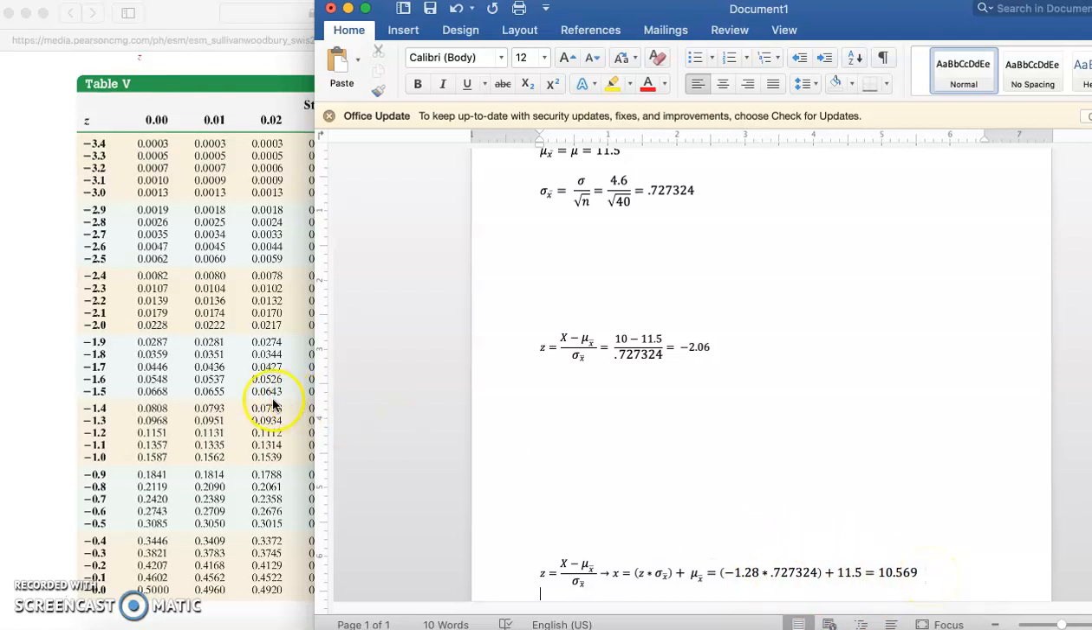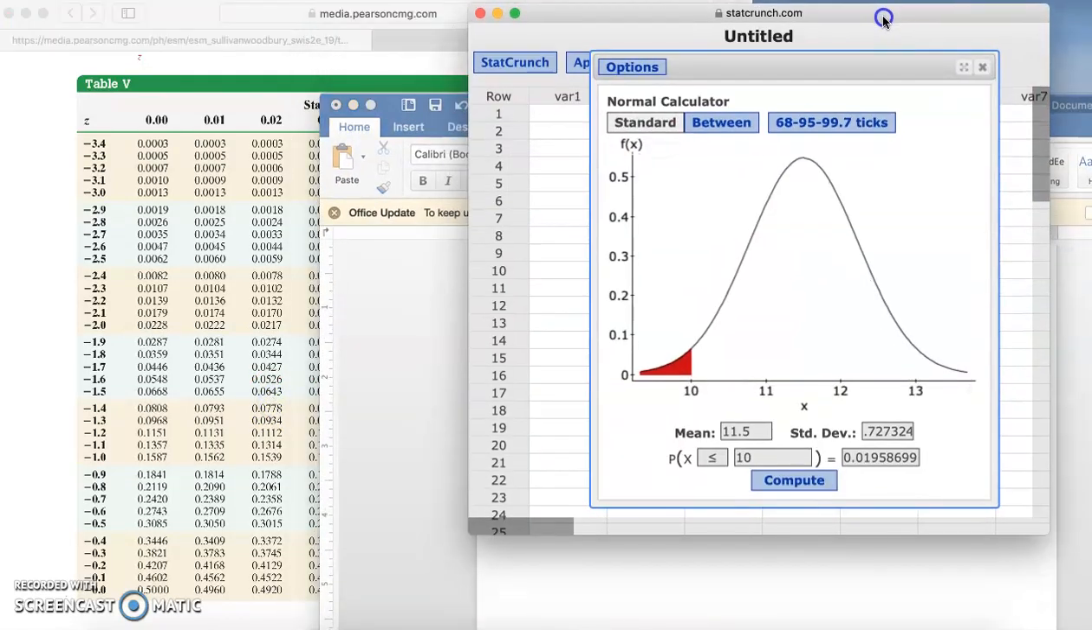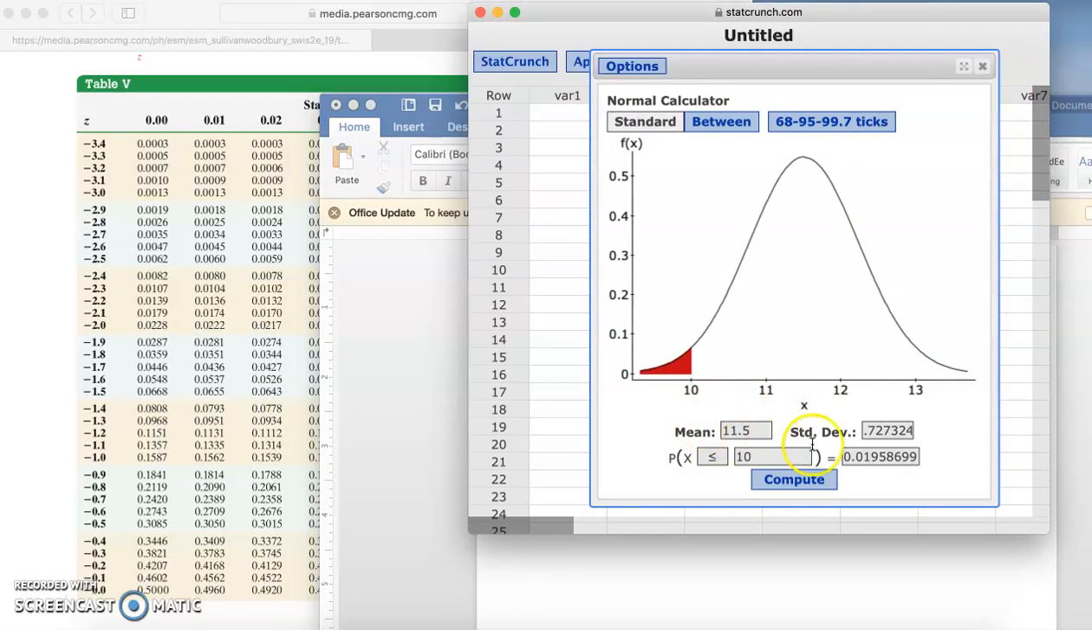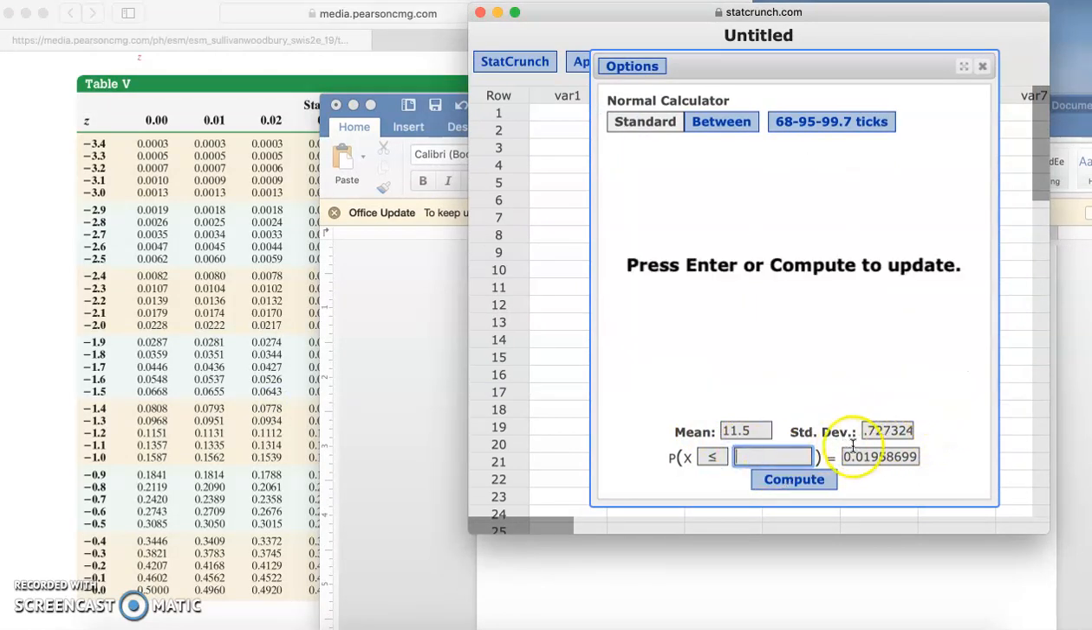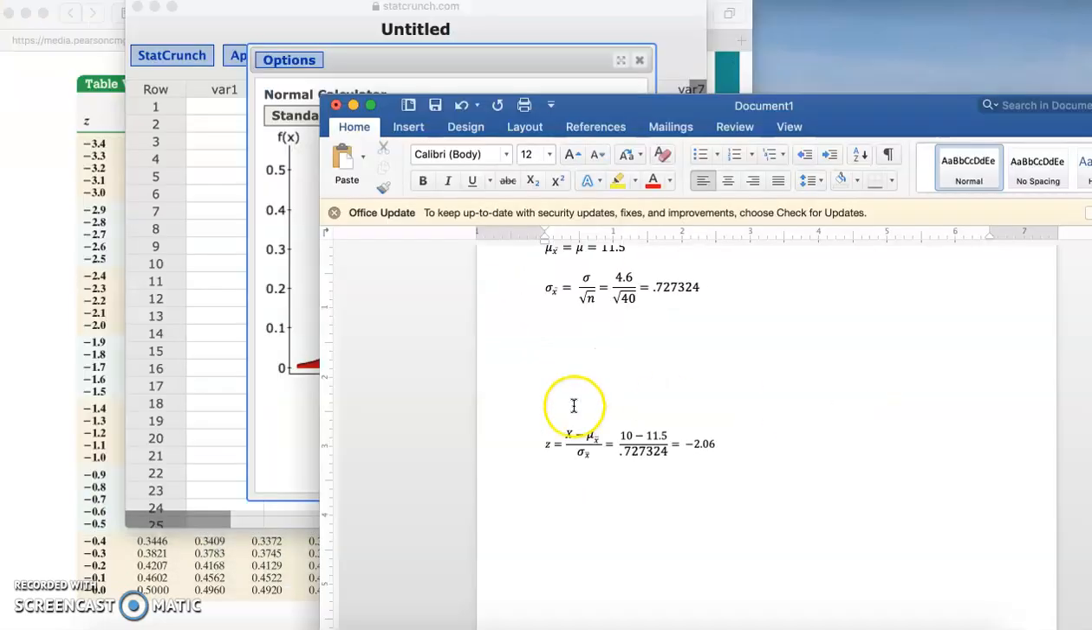There's also an easy way to do this in StatCrunch again. So let's go ahead and look at StatCrunch. We don't need to change our mean or our standard deviation. We do need to delete that value. And what we want to do is clear this out so that it's showing 10% or that 0.1. It's telling StatCrunch, I want to know what x value corresponds to that 10% or that 0.1. Click compute and look, it gives us a number, 10.567.